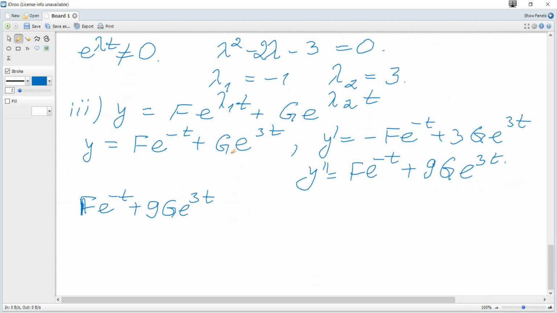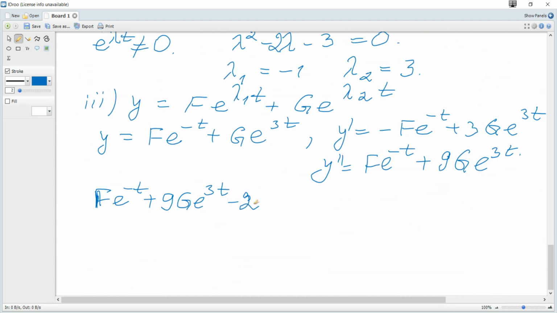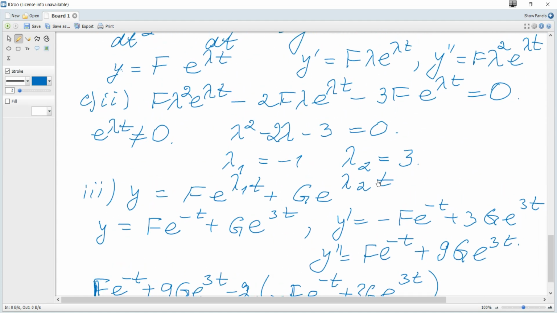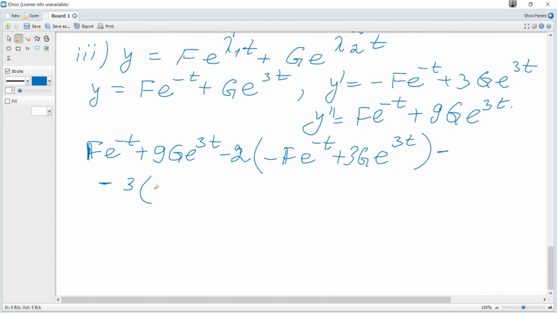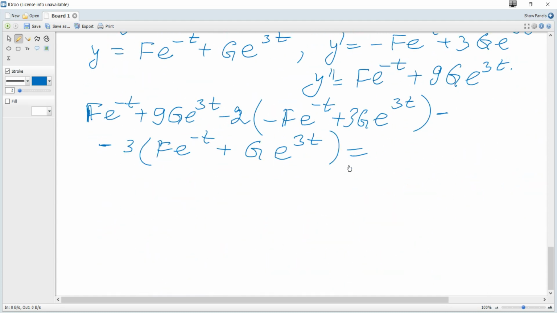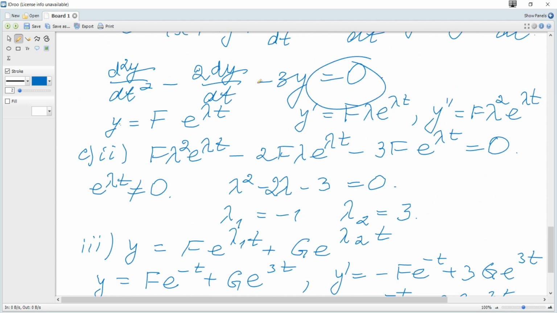minus 2 the first derivative, it's negative f e to negative t plus 3g e to the power of 3t, and minus 3y, minus 3 times f e to negative t plus g e to the power of 3t, and we need to show that it is equal to the right hand side, that it is equal to 0 as required.